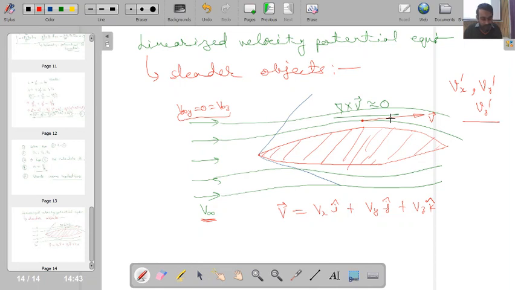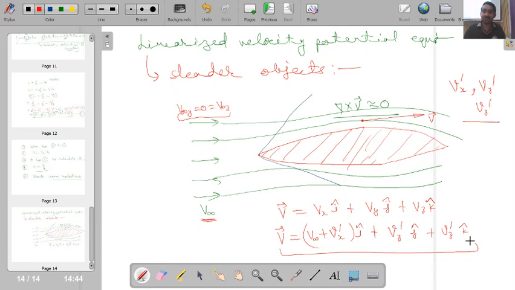Okay, so then I can write my vx as nothing but the initial velocity in x direction, which was v infinity, and the perturbation because of the object, vx dash. So I can write v infinity plus vx dash. Initially there was no velocity in y direction, but this perturbation has given some velocity in y direction now, so vy dash into j cap plus vz dash into k cap. So this is my velocity field over here.